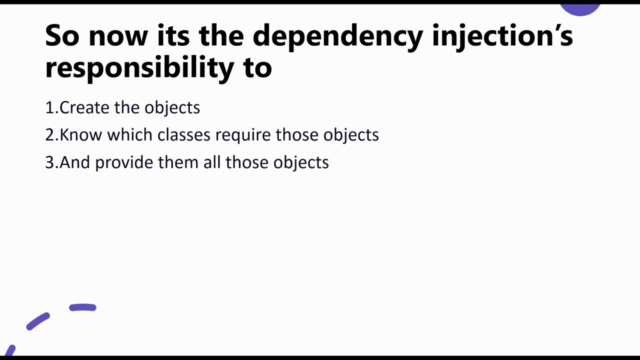As I said earlier, this is where dependency injection comes into play; it provides the class with the required object. The functionality of dependency injection is to create objects, know which class requires those objects, and provide them all those objects.